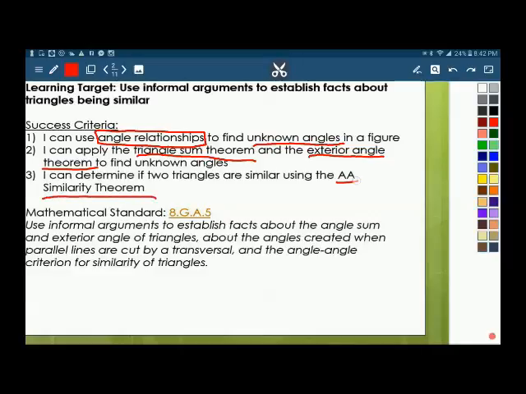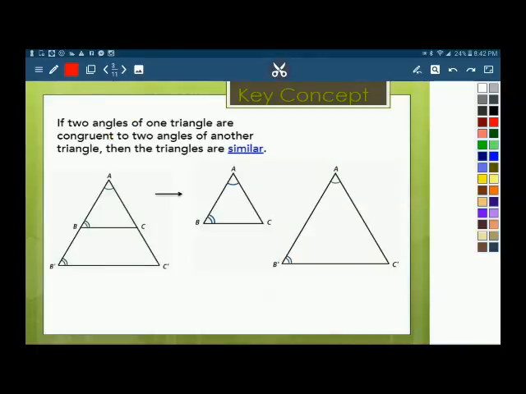When we say AA, that means we've proven using something of the above that two corresponding angles of the two triangles are congruent, and thus the triangles are similar. So the key idea here is if two angles of one triangle are congruent to two angles of another triangle, then the triangles are similar.